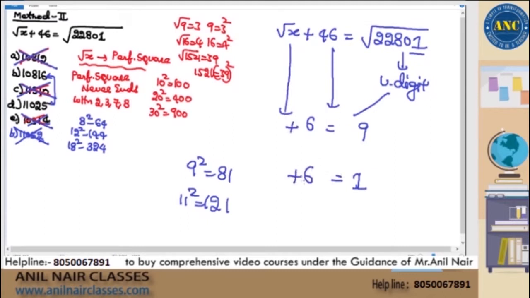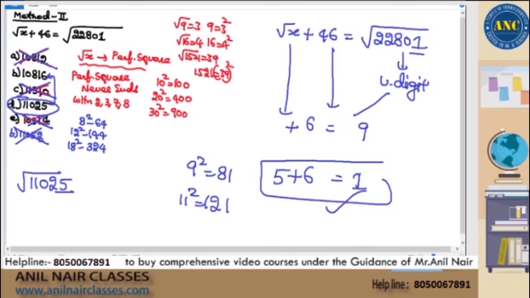6 plus something. If I take 5, the root of 11025 has unit digit 5. 5 plus 6 is 11, so the unit digit will be 1. So the answer is root of 11025. I hope it is clear, right, sir? 5 plus 6 gives unit digit 1, right?